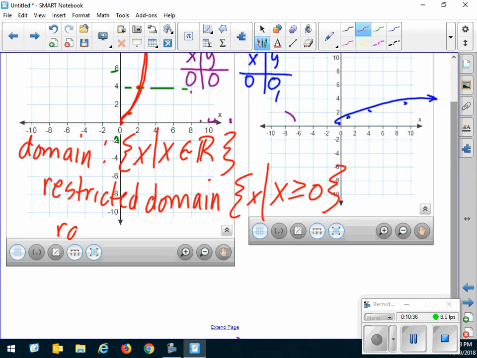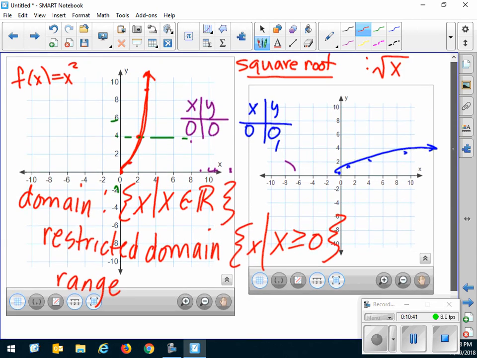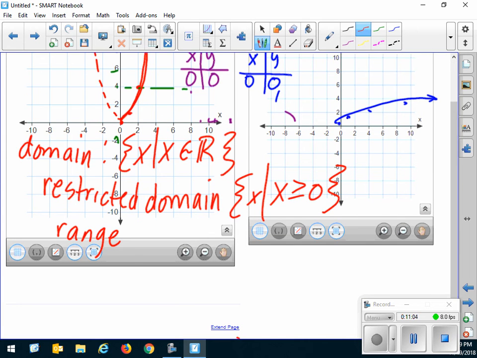And let's talk about the range. The range is the y. Now, if I put this back up, remember a parabola, does that parabola have a minimum or a maximum? Has a minimum. So are all the y's above that minimum or below that minimum? Above. So the range is all y such that y is greater than or equal to what? 0. There you go.